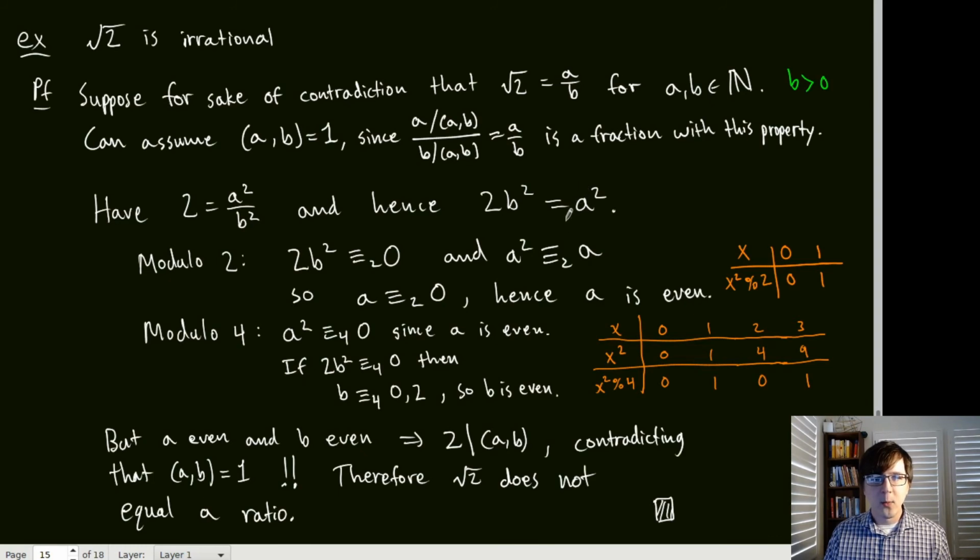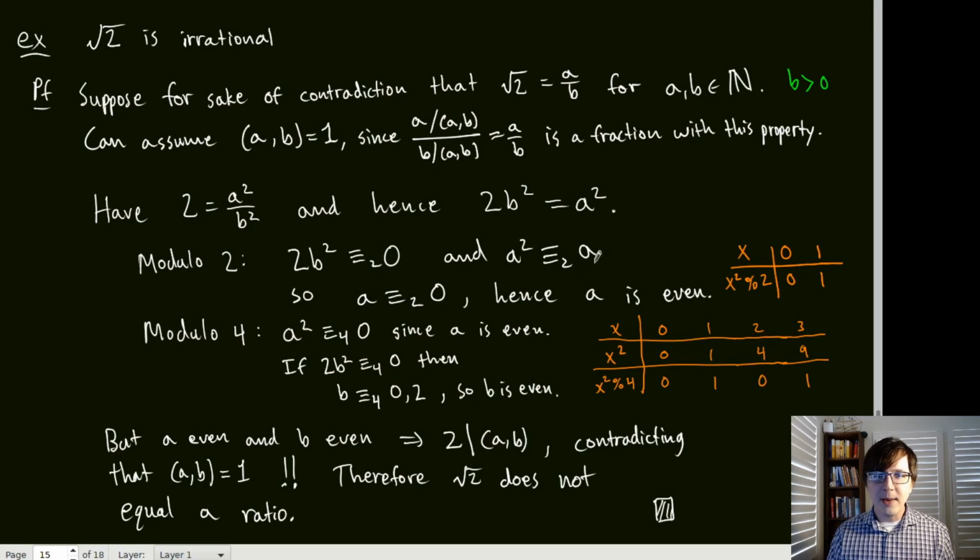And so one thing we can do is consider it modulo 2. So 2b squared modulo 2 is 0, because 2 is congruent to 0 mod 2. And then by our analysis of quadratic residues, let's look at our table again. When x is 0, then 0 squared mod 2 is 0. And when x is 1, 1 squared mod 2 is 1. So mod 2, we can just erase squares. So a squared is just congruent to itself, mod 2.